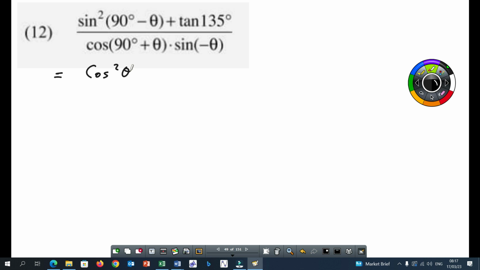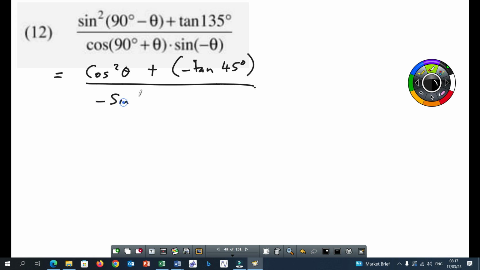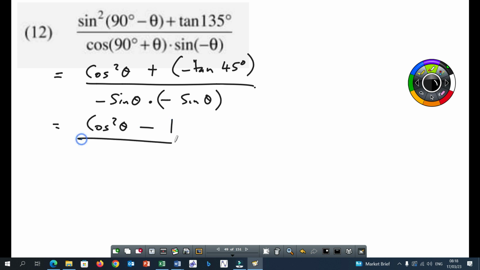Then tan 135. 135 is in the second quadrant and tan is negative. So that would be minus tan 45 degrees, all over cos of 90 plus theta, so that's going to be minus sine theta. It's a co-ratio times minus sine of theta, because the sine of a negative theta is equal to minus sine of a positive theta. Then we get cos squared theta minus 1, because tan 45 is 1, all over positive sine squared theta.